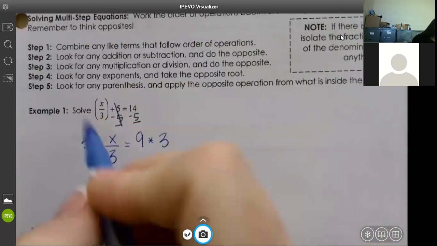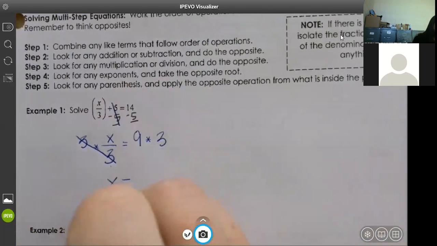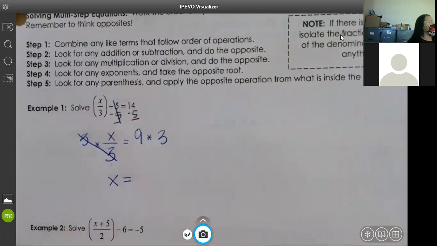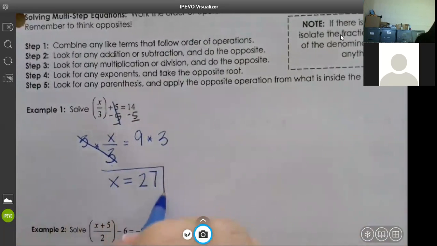Okay. When we multiply this side, it gets rid of it. That's why we do that. And we're just left with x. And then 9 times 3, because what we do to one side, we do to the other, is going to be 27.